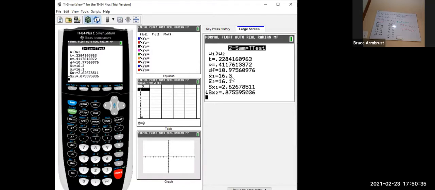But here are means. So X1 bar, there were 16.3 home runs on average for the top 10 AL hitters, 16.1 for the NL hitters. There are sample standard deviations. Both our sizes were 10. Okay, but the important number is this guy right here. Right? We got a P equals 0.41176.